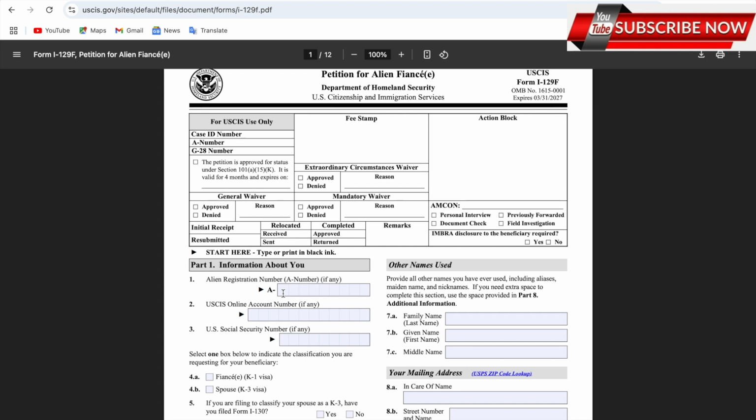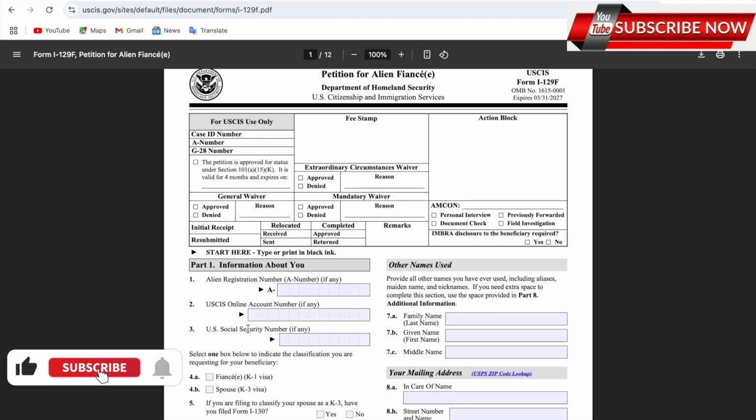I don't know about those who were born over here. I don't think they have alien numbers. I'm not sure about that. But what I know is for the immigrants, they do have an alien number. So on your green card, you have an alien number. On your citizenship certificate, there's an alien number, the same alien number. You put it over there. But if you don't have it, you leave it blank. And if you have a USCIS online account number, you put it over there. If you don't have it, you leave it alone.